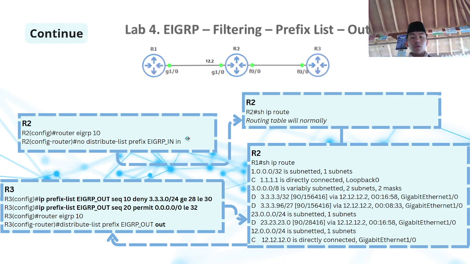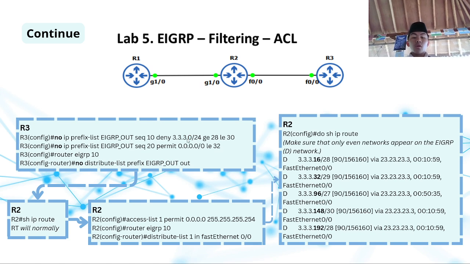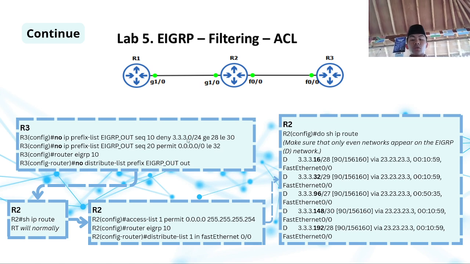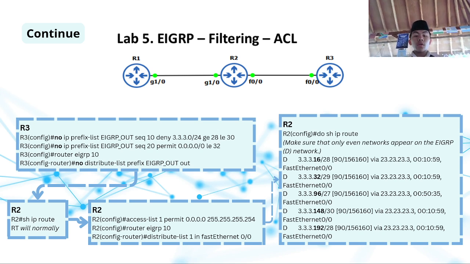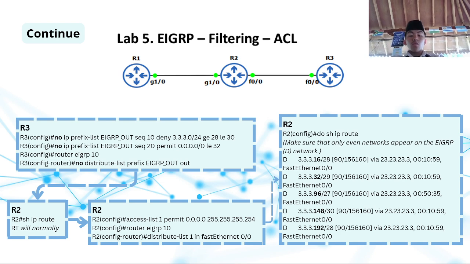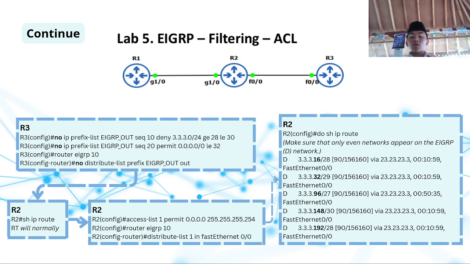And now to the next lab, about ACL filtering. Now let's move to the second picture, EIGRP filtering using ACL or access list. Again, the topology is the same: router 1, router 2, router 3, but this time instead of a prefix list we use an access control list on router 2. Step 1, remove the prefix list.